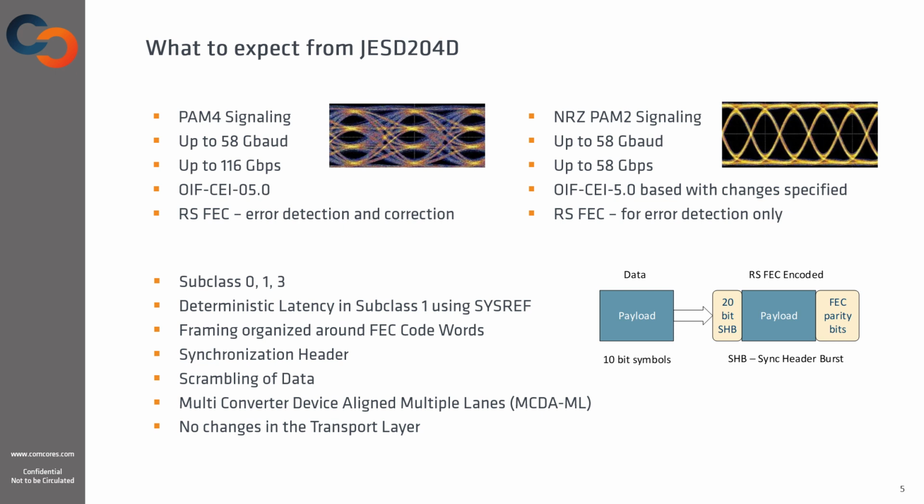Here on the right, you can see a picture that shows a payload that is being prepended by two symbols of the sync header burst and appended by the FEC parity bits.